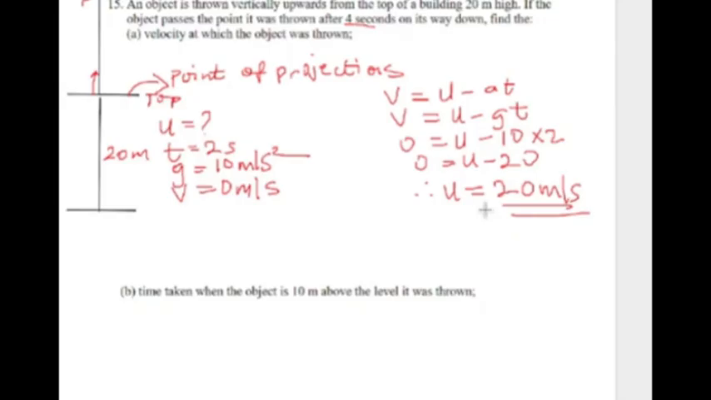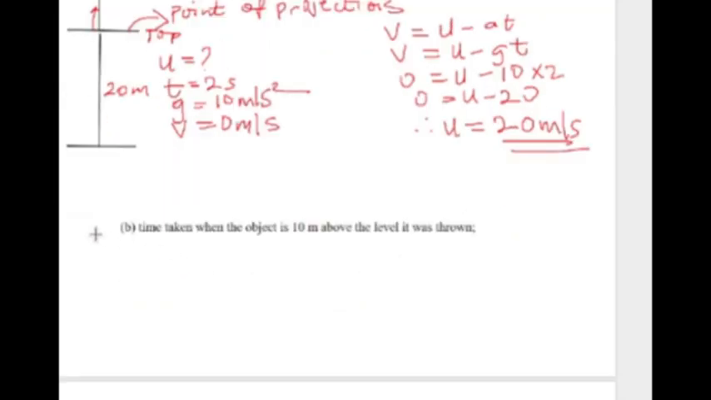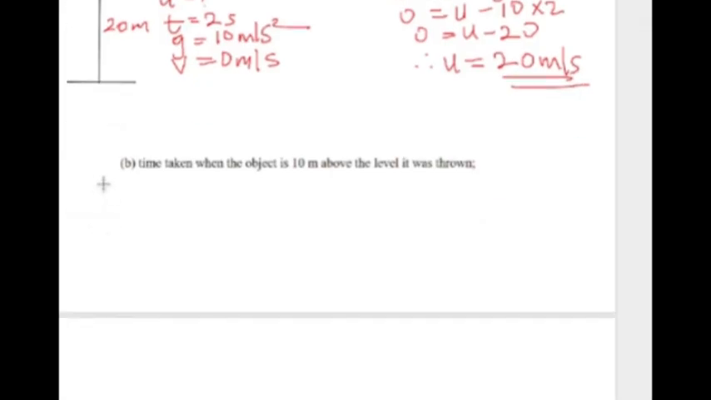Now, the second question says we should find the time taken when the object is 10 meters above the level it was thrown. So what do we do here? Let's state our parameters. Now we know the initial velocity u is equal to 20 meters per second.